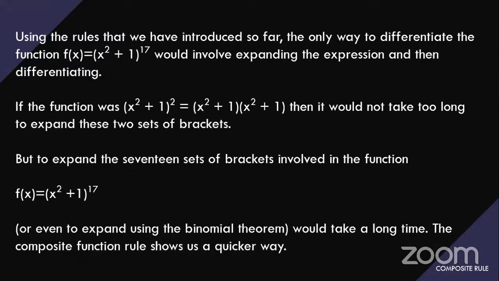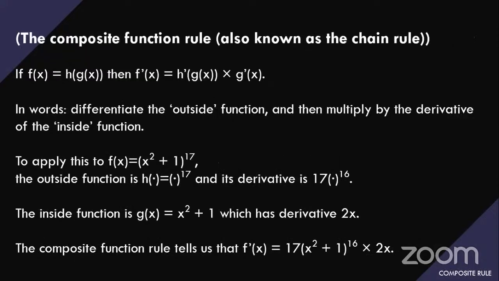Instead of expanding x squared plus 1 times x squared plus 1 up to the 17th time, if we use the composite rule, we can actually solve this kind of problem quicker. So let's look at what the composite rule tells us. The composite rule is also known as the chain rule, and most materials I looked at refer to it as rule 7.